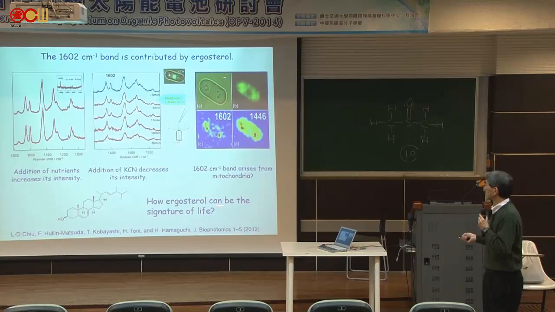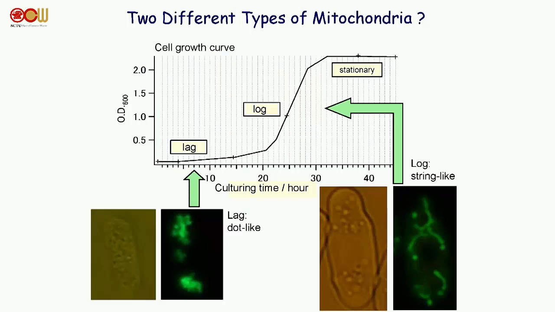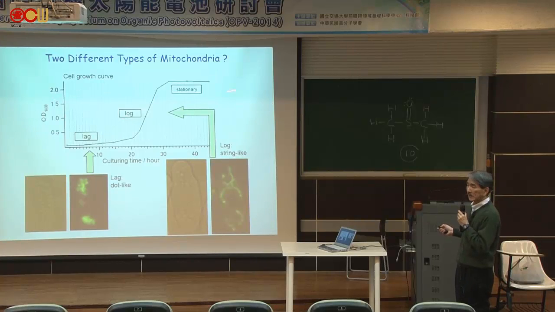So how can ergosterol be the signature of life? This is a question we are having right now. We have to solve it. One possibility is here. We do many more experiments of mitochondria with different types of mitochondria.